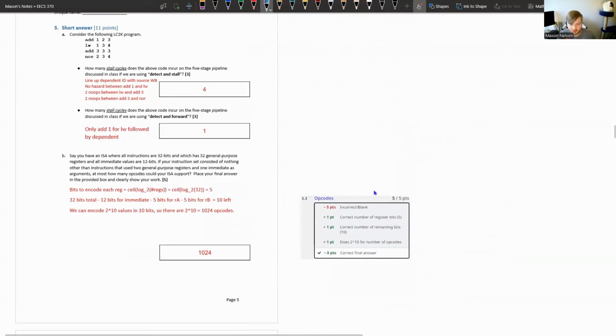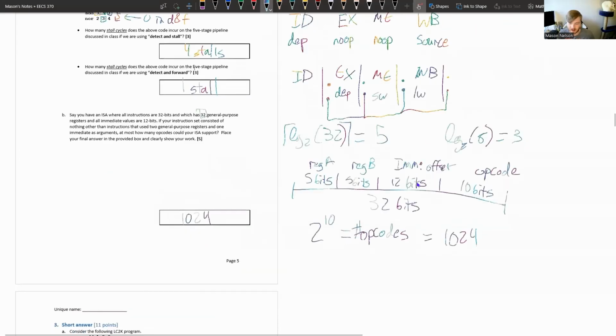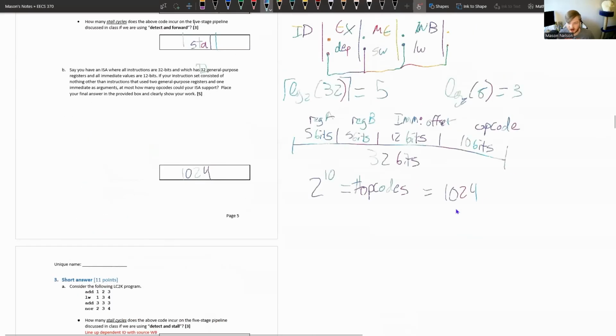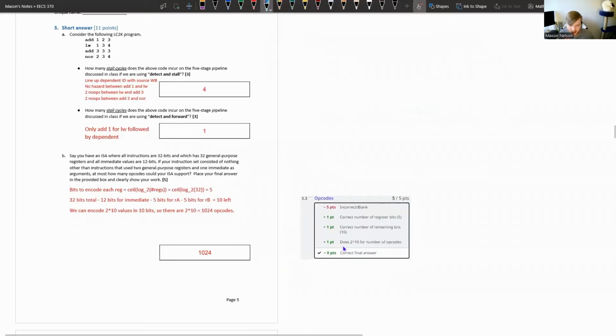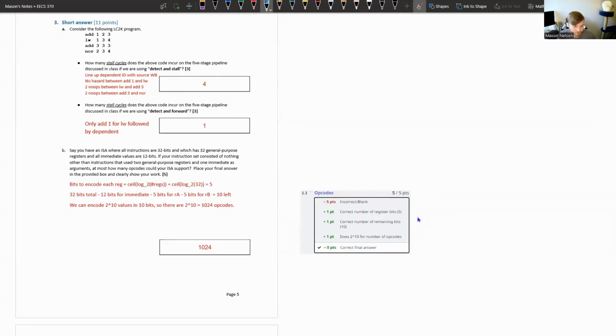By the way, I do want to go over the rubric for 3B, just so that we can see how we would grade that, because it's a lot of math. If we had the correct number of register bits, we got a point. If we had the correct number of remaining bits, we got a point. So first step, take the log. Second step, do the subtraction. And then taking the exponent would be another point. So the correct final answer was the only thing that could get all 5 points.